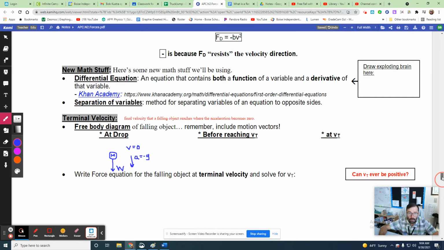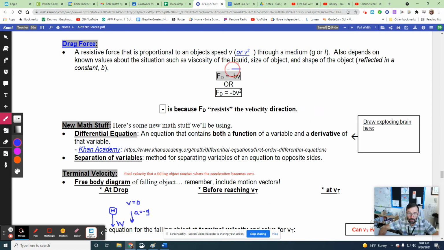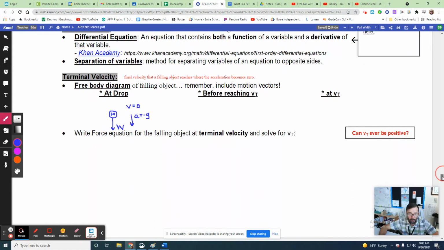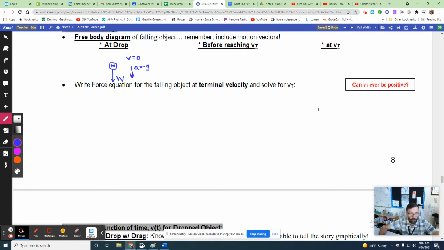Okay, and just to remind you, our force of drag is going to be proportional to the speed. Since we have 0 speed, we have 0 force of drag on this free body diagram. So maybe write that one. Force of drag, remember, is proportional to negative v. Okay, so that's how we start when we drop something.